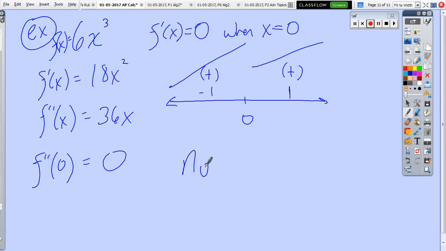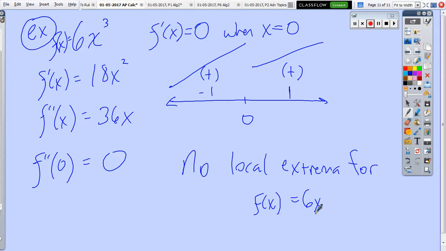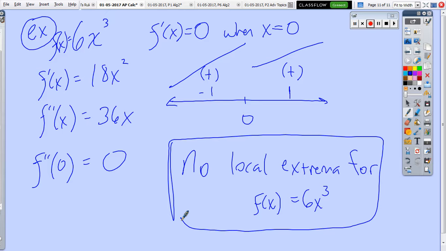So there are no local extrema for f of x equals 6x cubed. You know what this is? This is when it levels out. It's one of those situations where it's increasing, levels out, and then increases, but it never decreases. That's what's going on here.